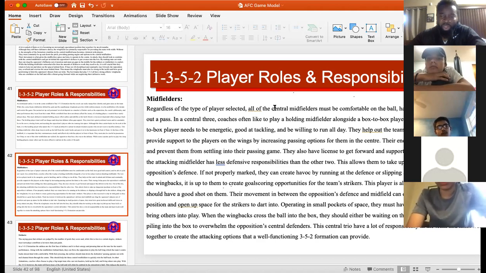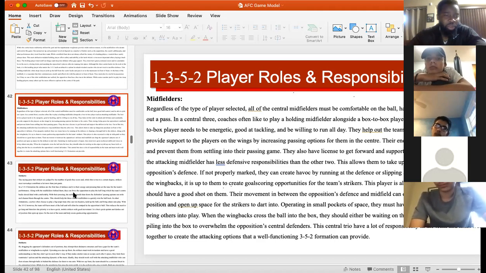Regardless of the player that we select on that day, they must be comfortable on the ball. That's the key. If we select Basis to play center midfield, he must be comfortable on the ball. Right? You be a box-to-box player. You have lots of energy. You should have good tackling ability. You should be willing to run all day. You should be able to talk and communicate and then do the job. So you should have all the ability if you play in that area. These are some of the responsibilities.